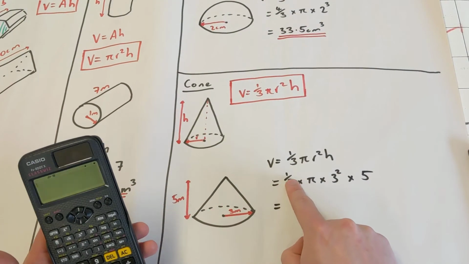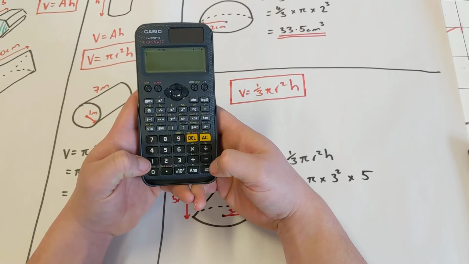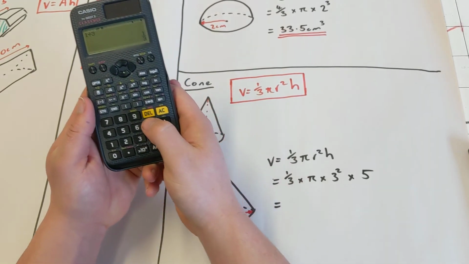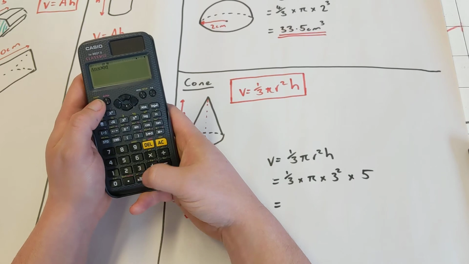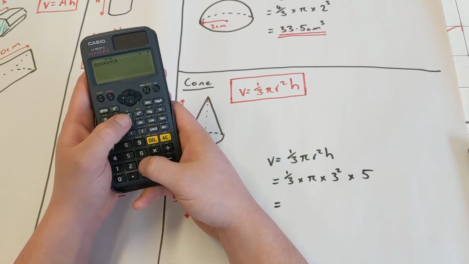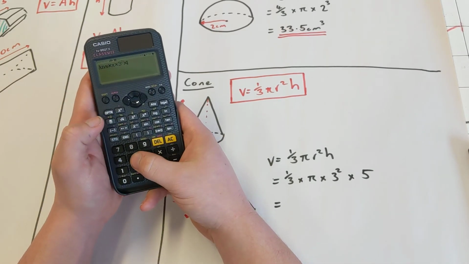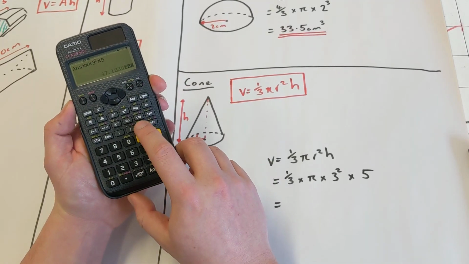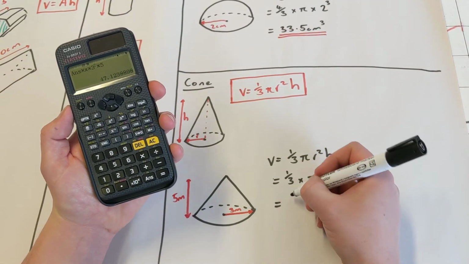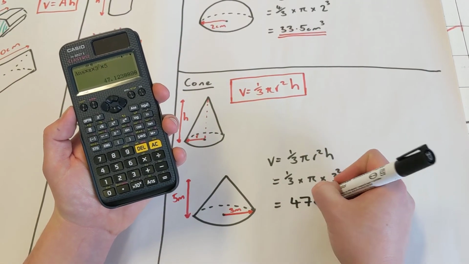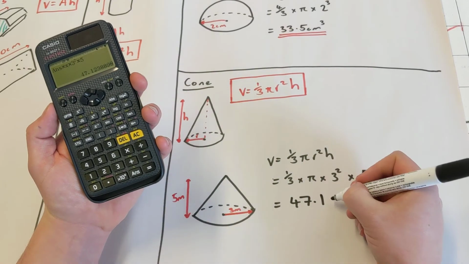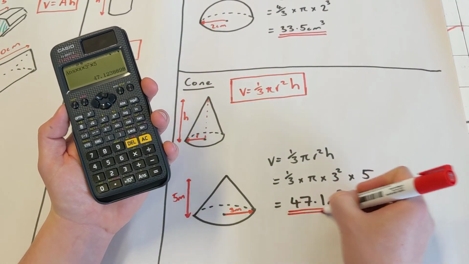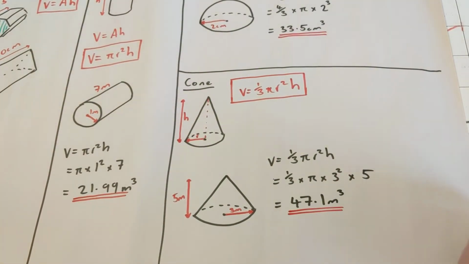Now this bit at the front, the third, I'd always just do that bit first. So do 1 divided by 3 and get your answer. Press equals. Then just do times pi times 3 squared times 5, all in one line like that. And then you might have to press the SD button to get it as a number. And that will give you a volume of 47.1 meters cubed.